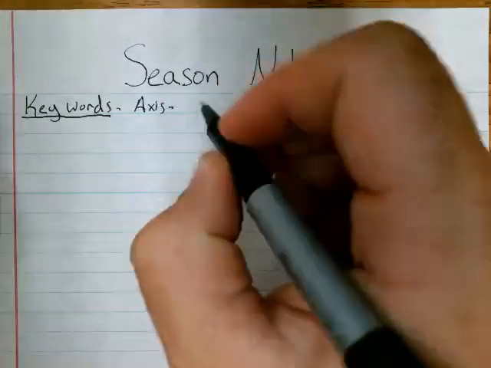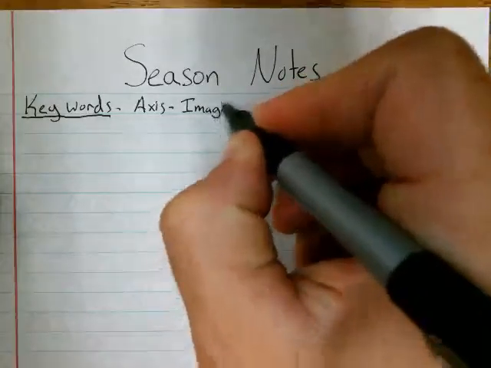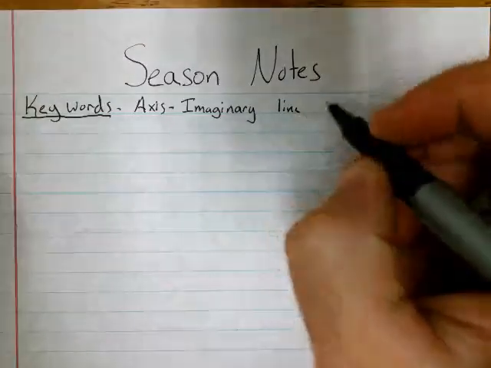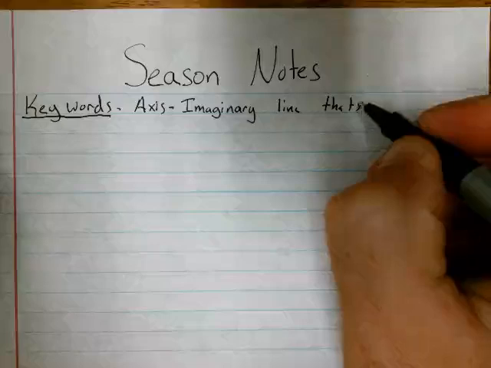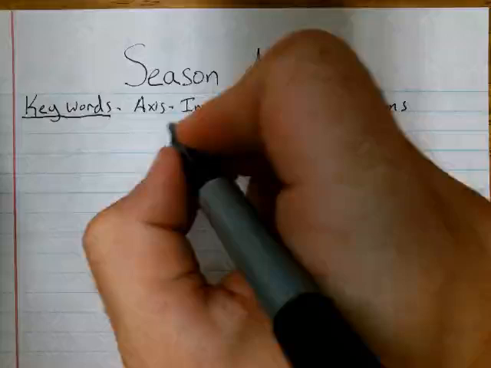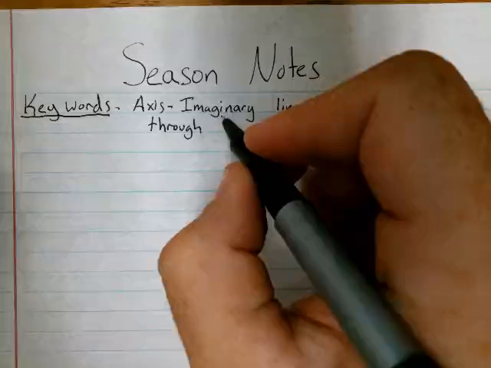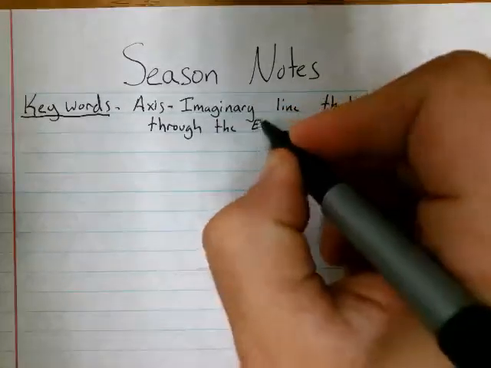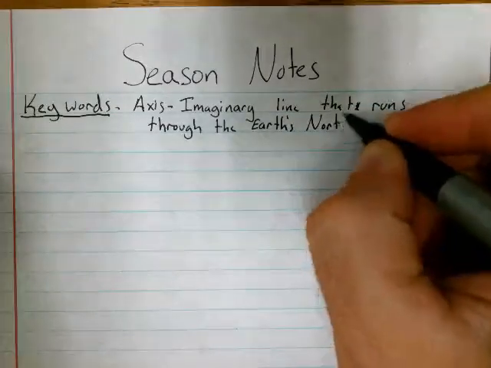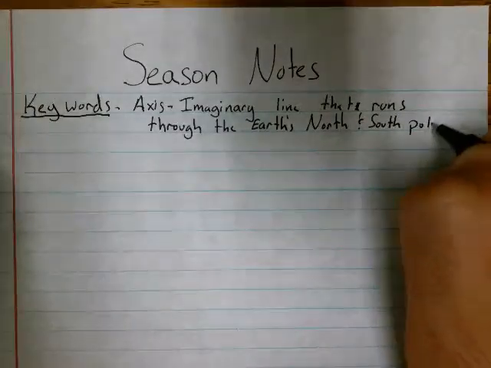Key words. First things first, let's define the word axis. Now an axis is an imaginary line that runs through the Earth, north and south pole.